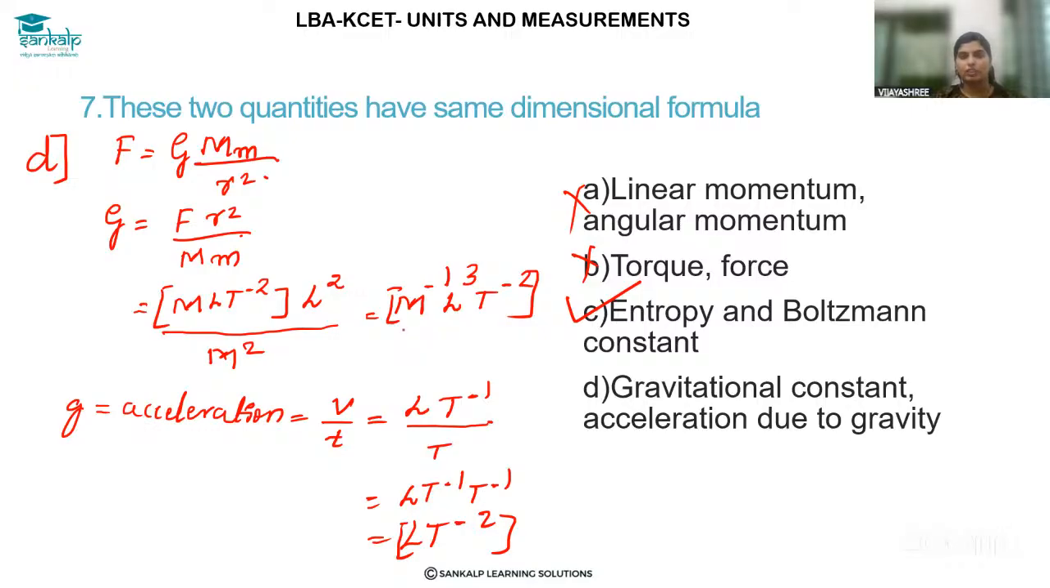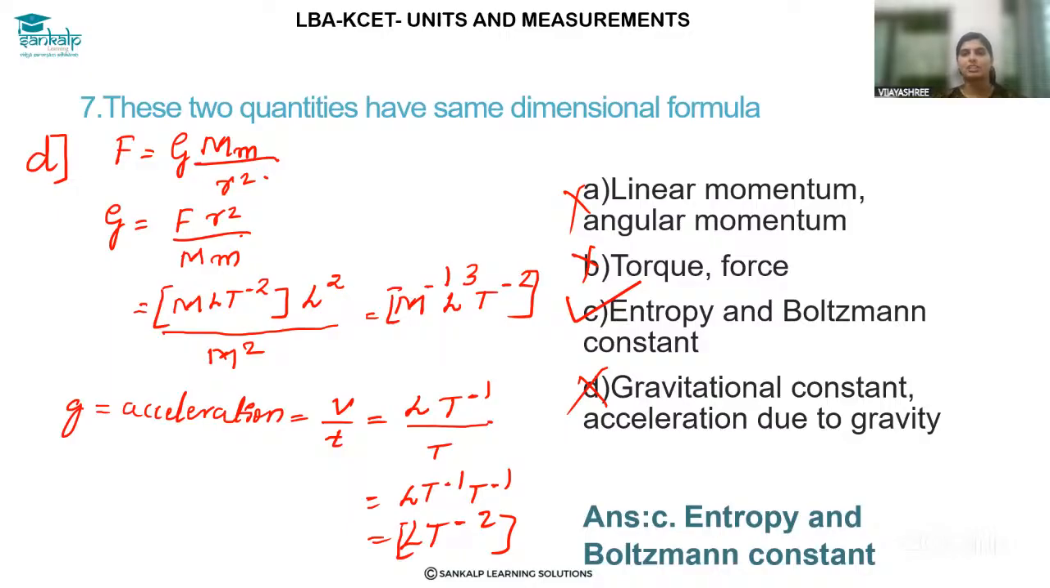Universal gravitational constant, its dimensional formula is like this. So since they are different, option D cannot be our answer. So the right answer is entropy and Boltzmann constant. Both are having the same dimensional formula.